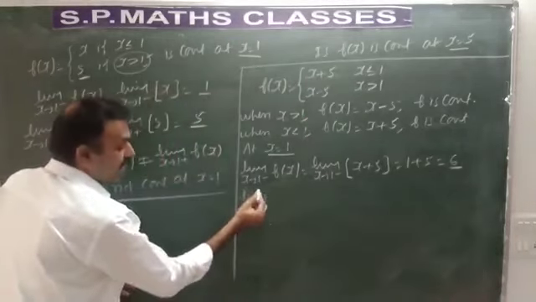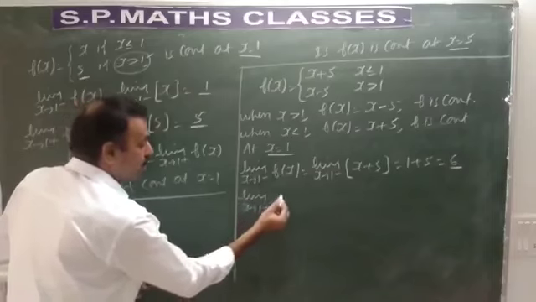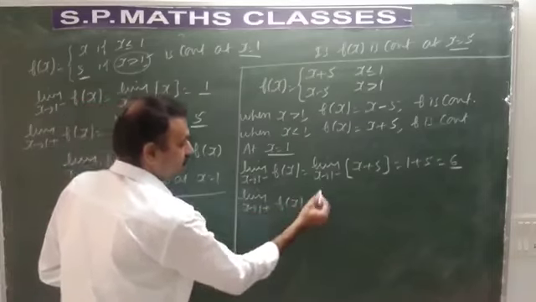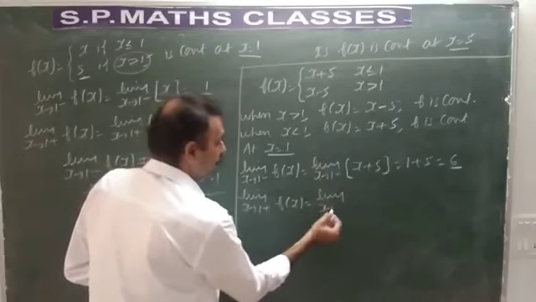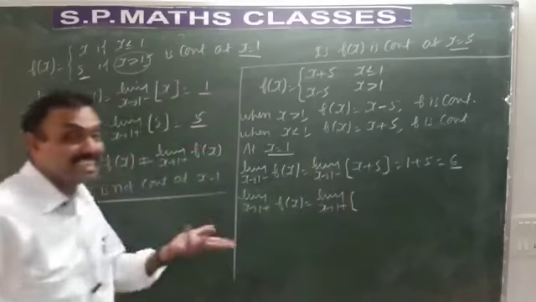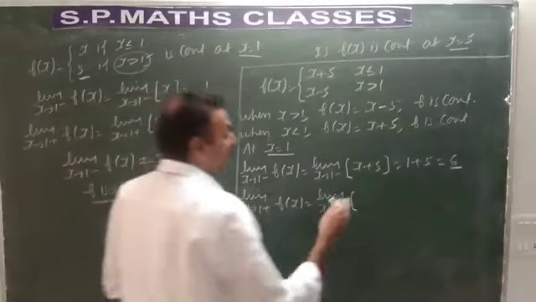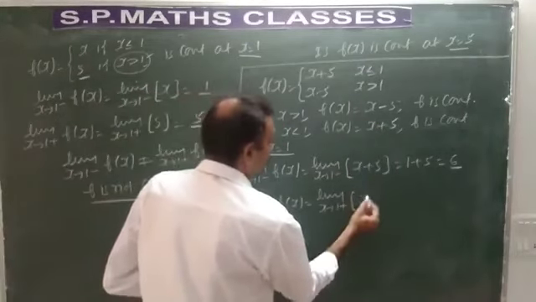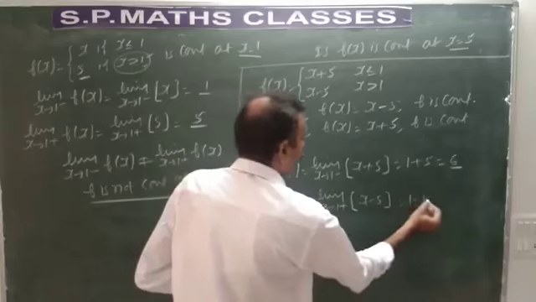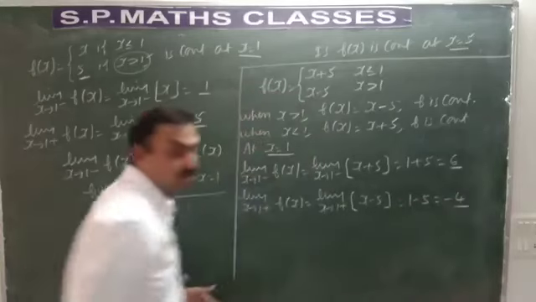I take up the right hand limit as x tends to 1 plus of f of x. Limit as x tends to 1 plus means greater than 1. Which is the value defined for greater than 1? For greater than 1, it is x minus 5. Substitute the value: 1 minus 5, which is equal to minus 5.